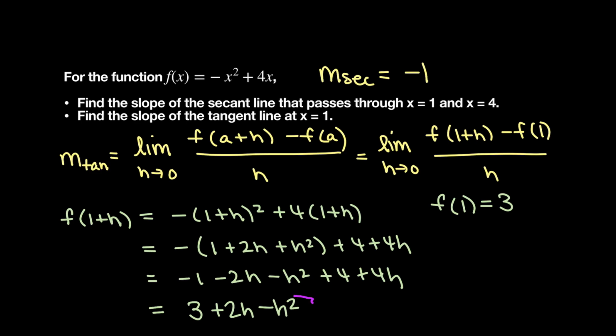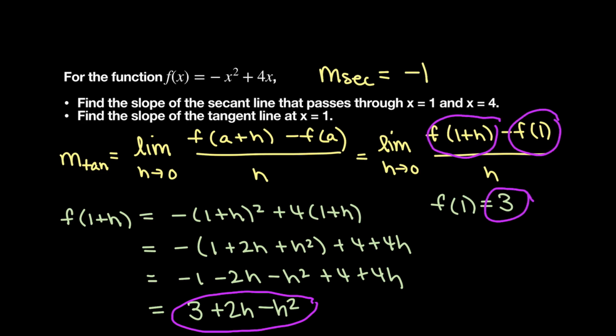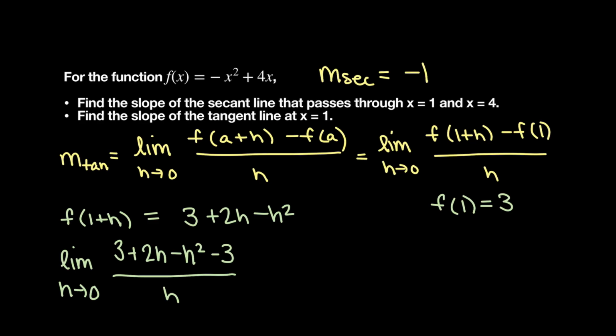And now I'm going to take my f of 1 plus h and my f of 1 and plug those into my limit definition. So f of 1 plus h was 3 plus 2h minus h squared, and then minus f of 1, which was 3, all over h, and we'll take the limit as h goes to 0.